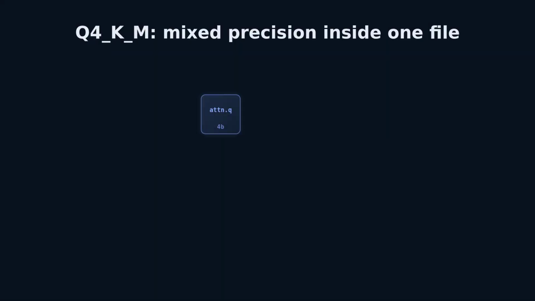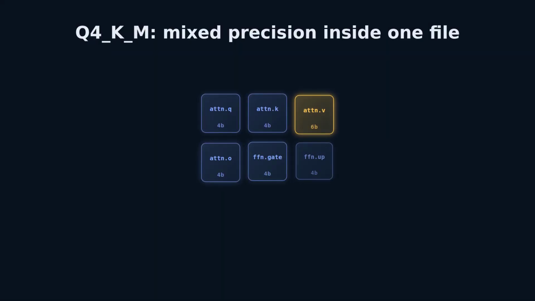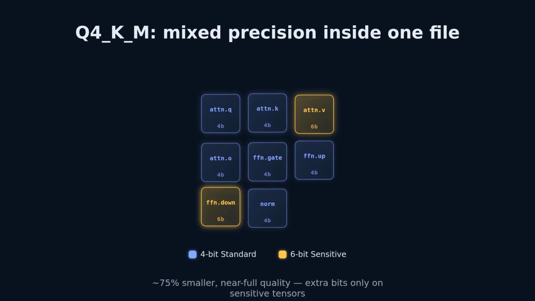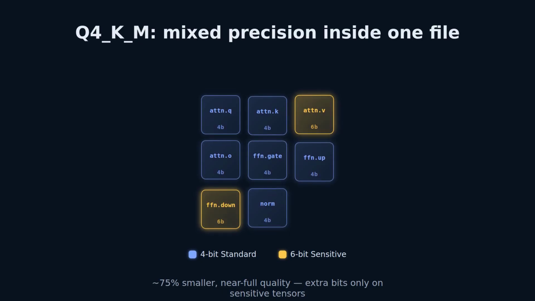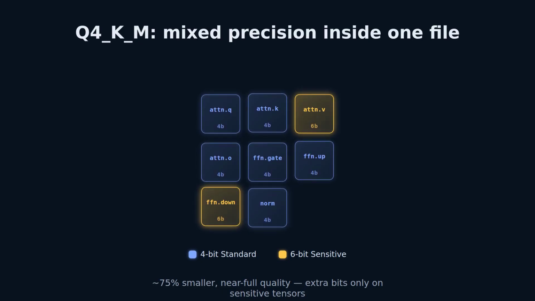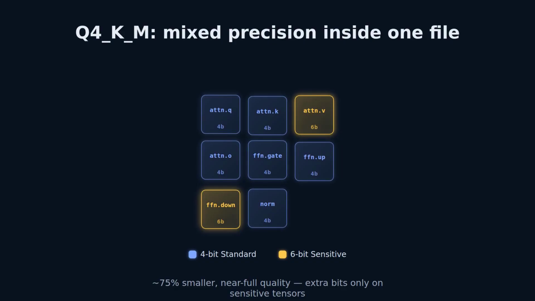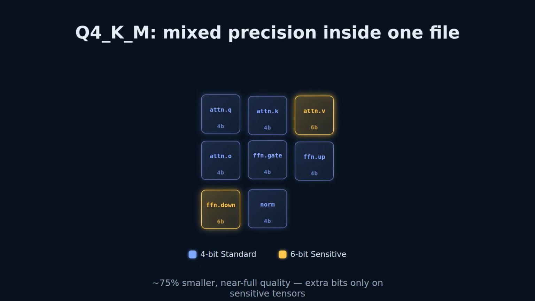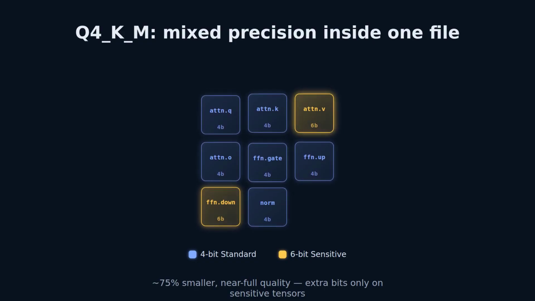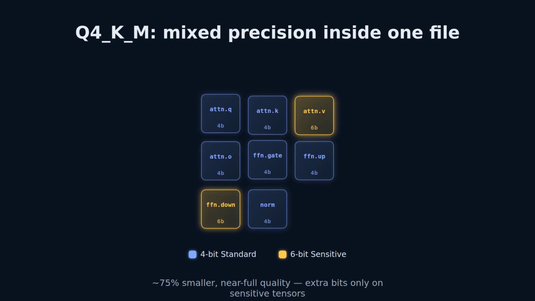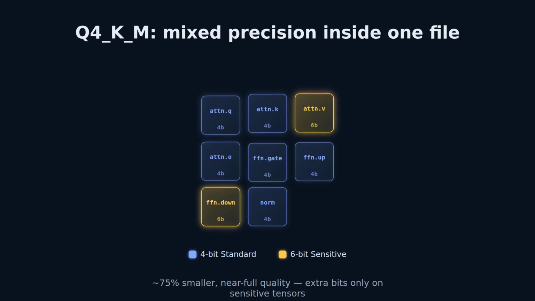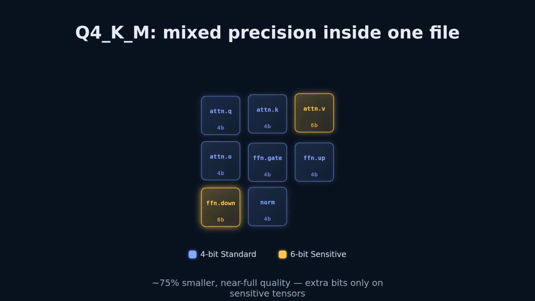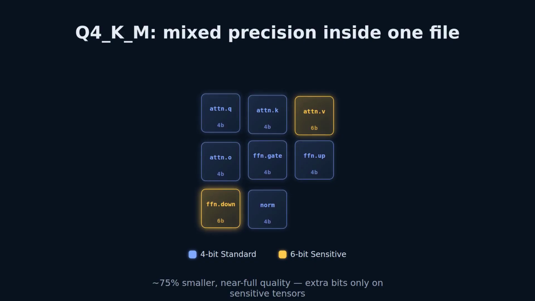It is not actually 4 bits everywhere. That is the secret. Inside a single file, it mixes precision, storing certain attention and feed forward weights at 6 bits while keeping everything else at 4. The method knows which weights each layer is sensitive to, and it spends the extra bits exactly there, the bare minimum everywhere else. The result holds onto almost all of that quality for almost none of the extra cost. Same lesson as group-wise scaling, taken one level higher. Precision is a budget. Spend it where it counts.